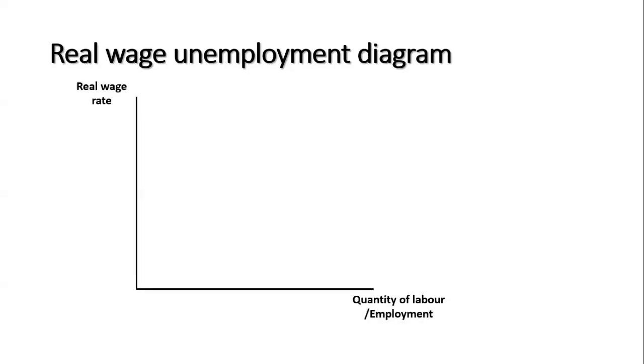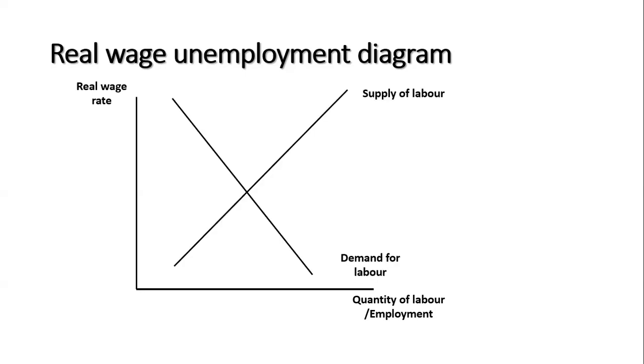So a real wage unemployment diagram. First of all, I want you to work your way through this with me. On the y-axis, we've got real wage rates. If you label that in now, please, the real wage rate is the price for labour. Okay, so a wage rate is the price for labour. It's what we are attracted to when we supply our labour. And on the x-axis, then we've got the quantity of labour or employment, often measured through hours of work that we're willing to work.